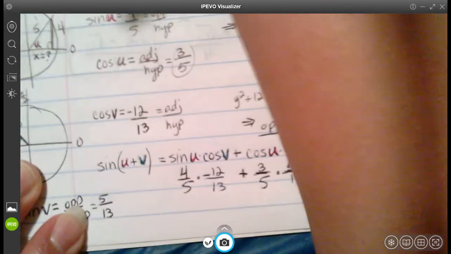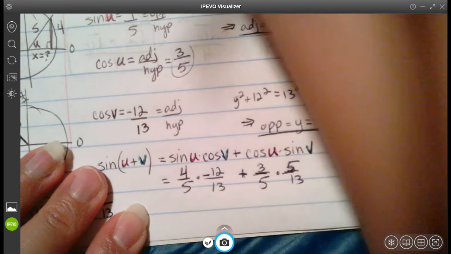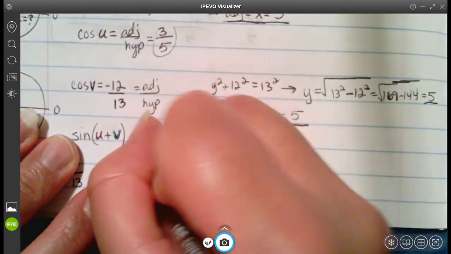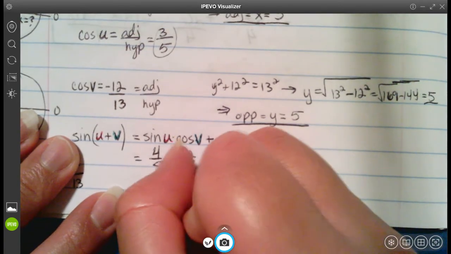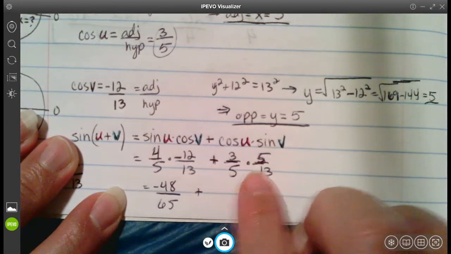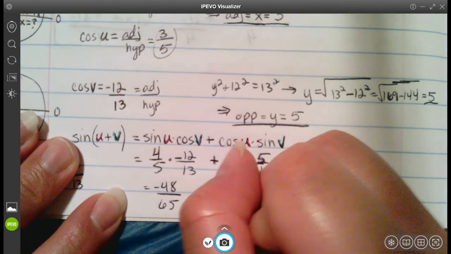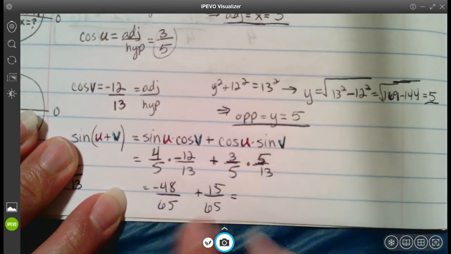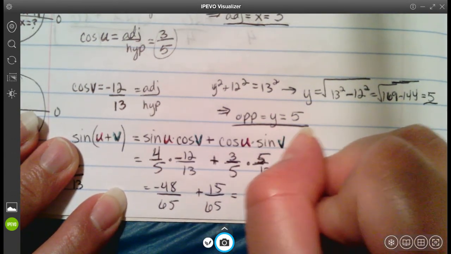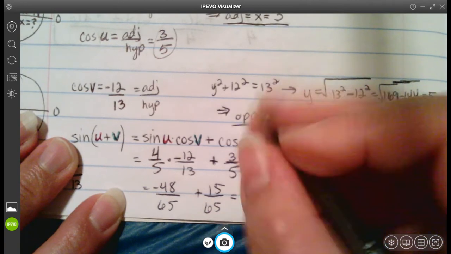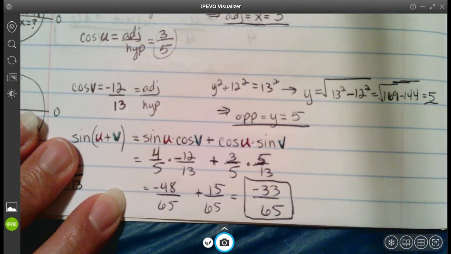So now that we have our values, we just multiply everything out. 4 times negative 12 is negative 48 over 5 times 13 is 65, plus 3 times 5 is 15 over 65. Same denominator, so we can go ahead and combine the top, which gives us negative 33 over 65. And this is our answer.